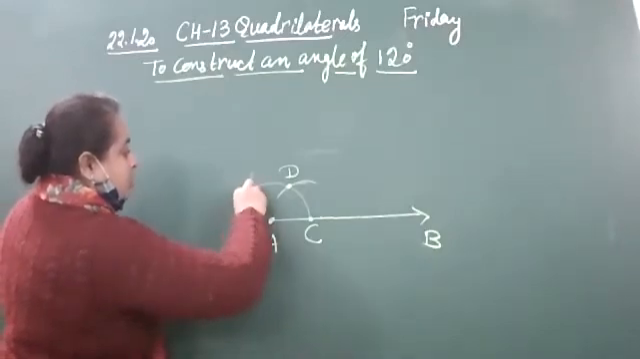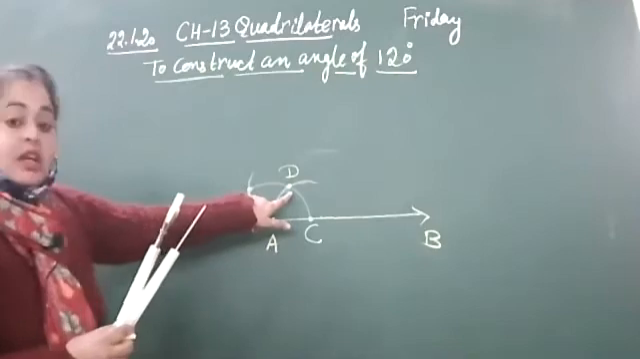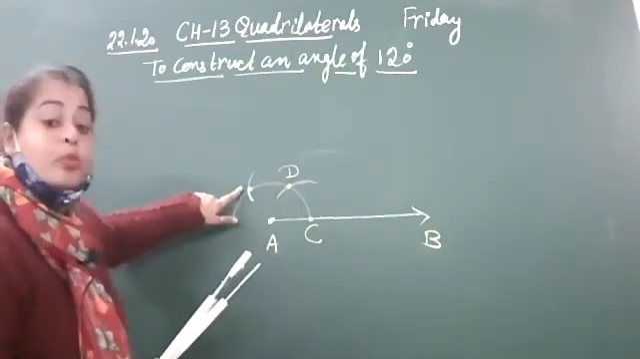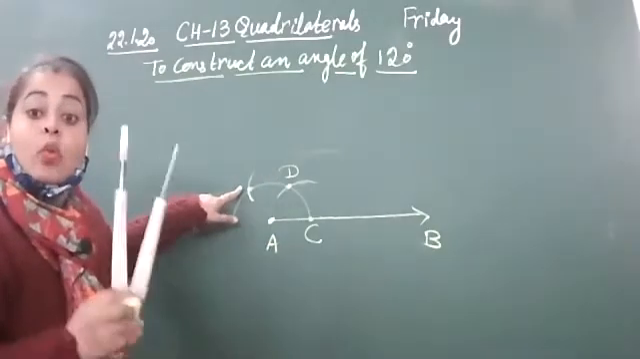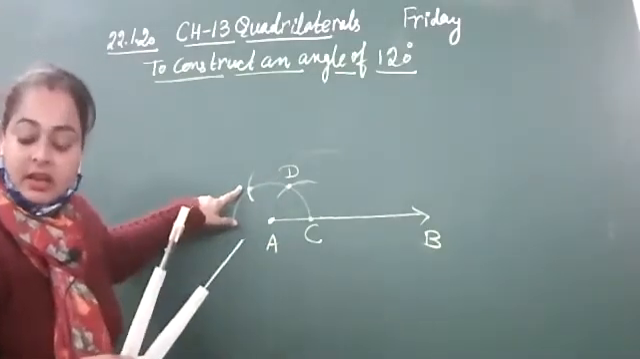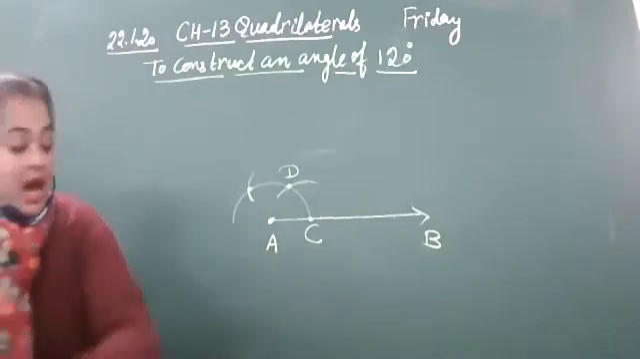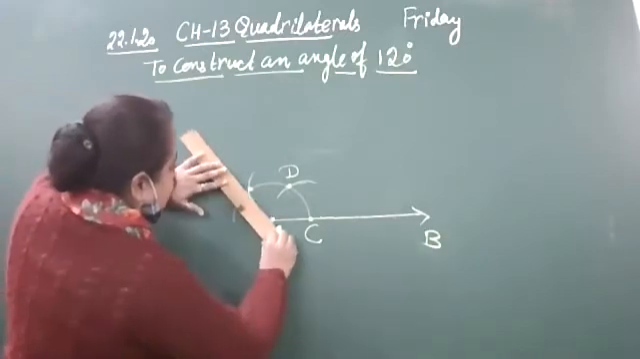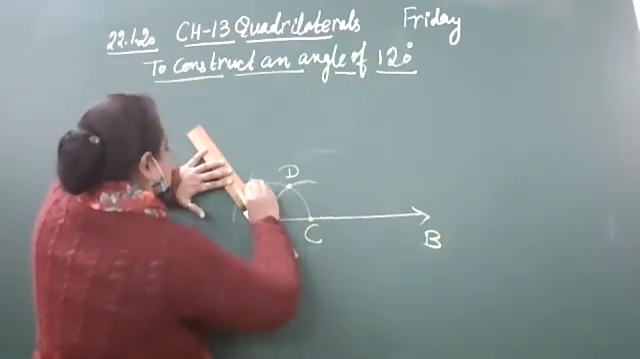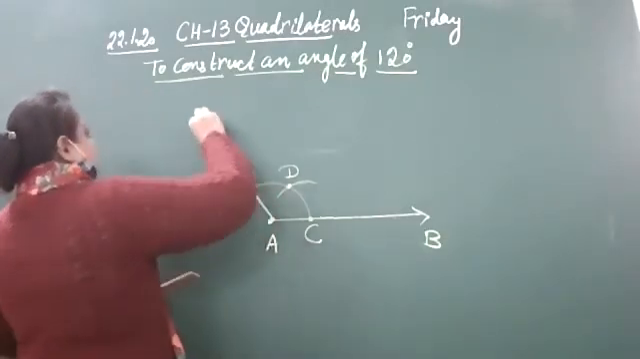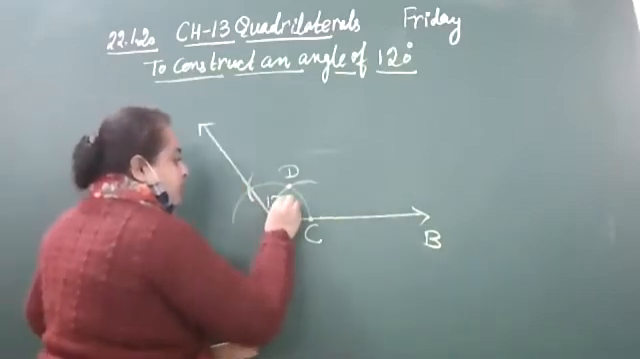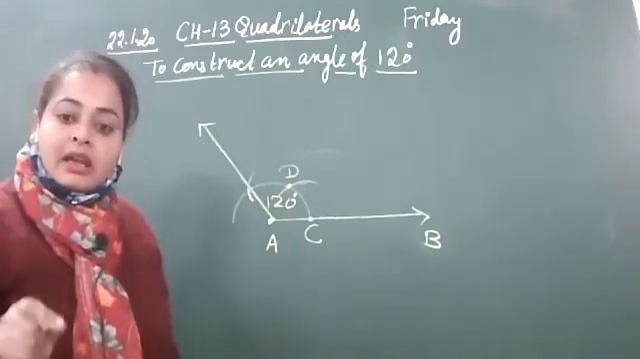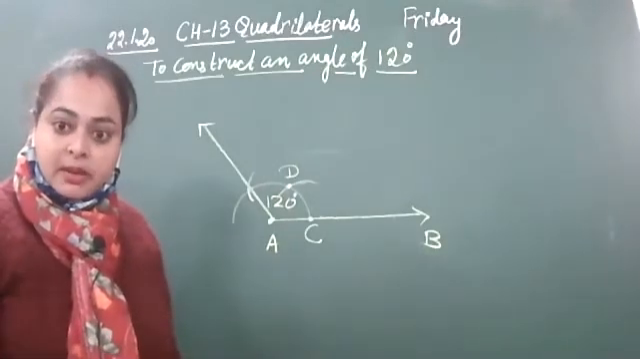This D point is for the 60-degree angle, and this new point is for the 120-degree angle. Now I'm going to draw a ray from this new point. Fine. From here. So this is an angle of 120 degrees. So like this, we will construct an angle of 120 degrees.